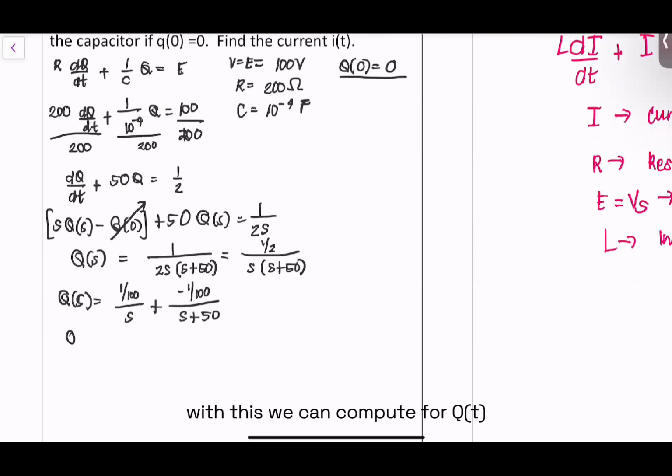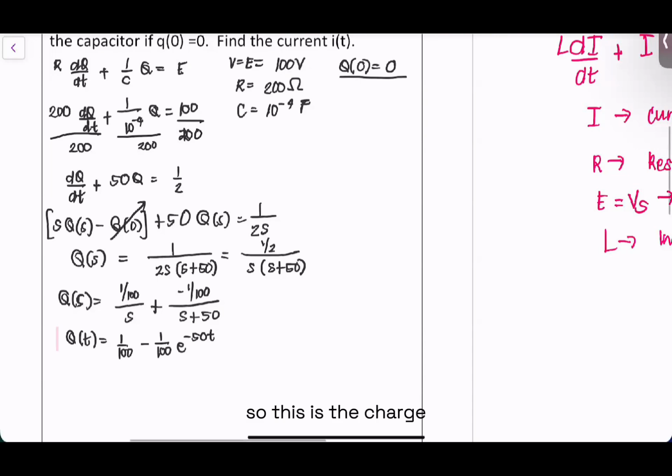With this, we can compute for Q of t. So that would be 1 over 100 minus 1 over 100 e to the negative 50t. So this is the charge at the capacitor at any time t. So the unit is in coulombs.